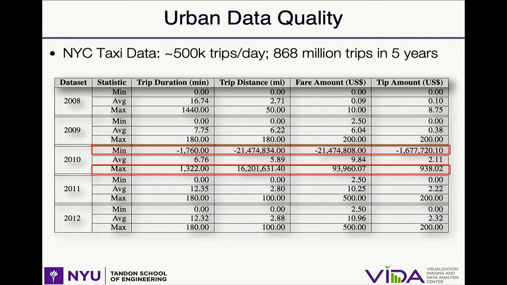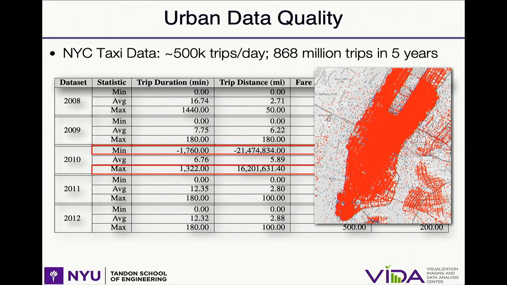There's also other interesting things if you just plot the pickups and drop-offs, right? This is very dense. This is Manhattan, but you also see a number of taxis in the rivers. And I assure you, there are no amphibious taxis in New York City, right? So there are lots of data quality issues. Some of them are easy to see that there are problems. Some are more subtle, right?